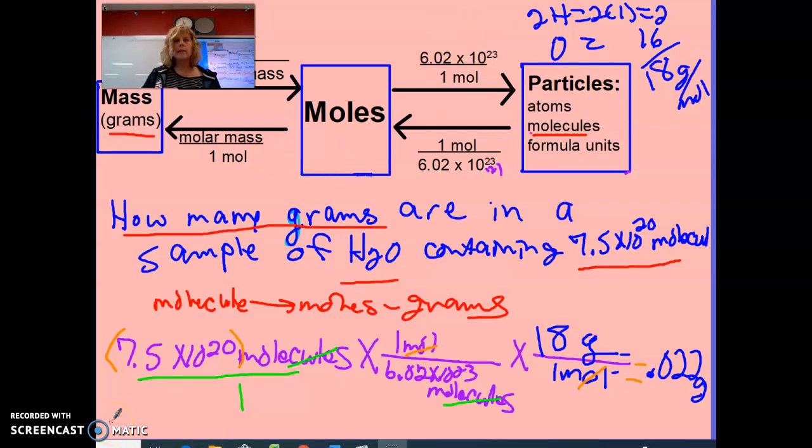It was miraculous in chemistry when we figured that out, that we could take any of those masses from the periodic table, put them in grams, and it would give us 1 mole of that substance, and it was always that many particles of a substance.